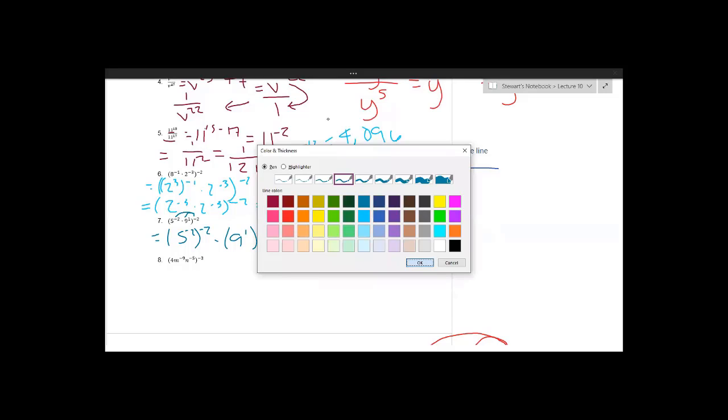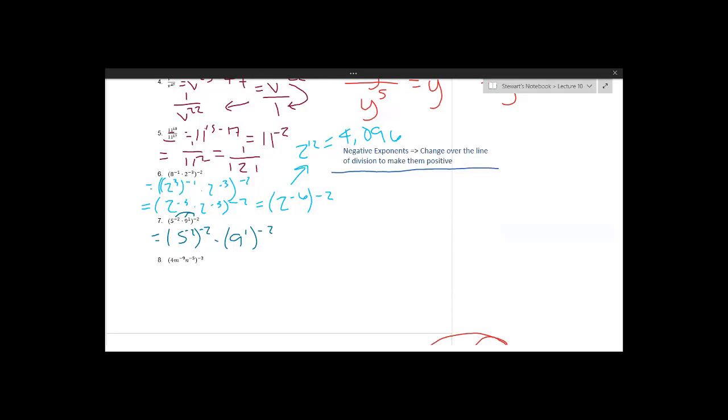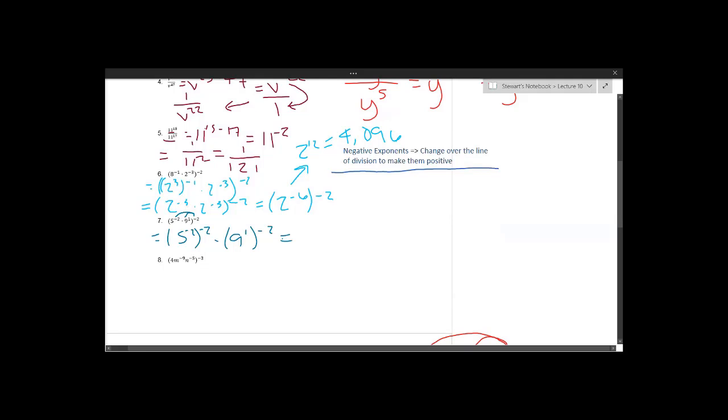Okay, so in this case, when the exponents are connected just by parentheses, you multiply them together. So we'd have 5 to the -2 times -2, so we'd have 5 to the positive 4th. And then we have 9 to the 1st times -2, so that's 9 to the -2.